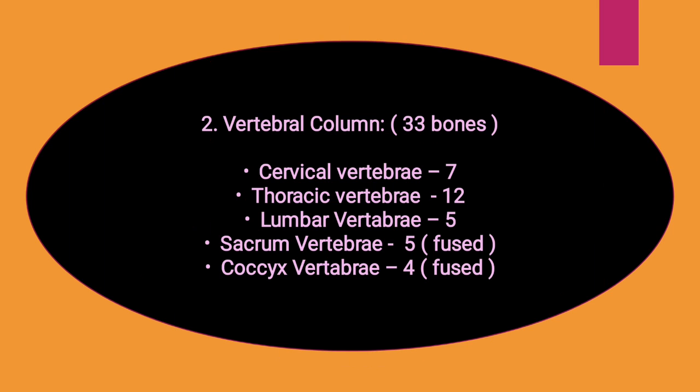The second one is the vertebral column which contains 33 bones: cervical vertebrae 7, thoracic vertebrae 12, lumbar vertebrae 5, sacrum vertebrae 5 and coccyx vertebrae 4. In that, the last two are fused.